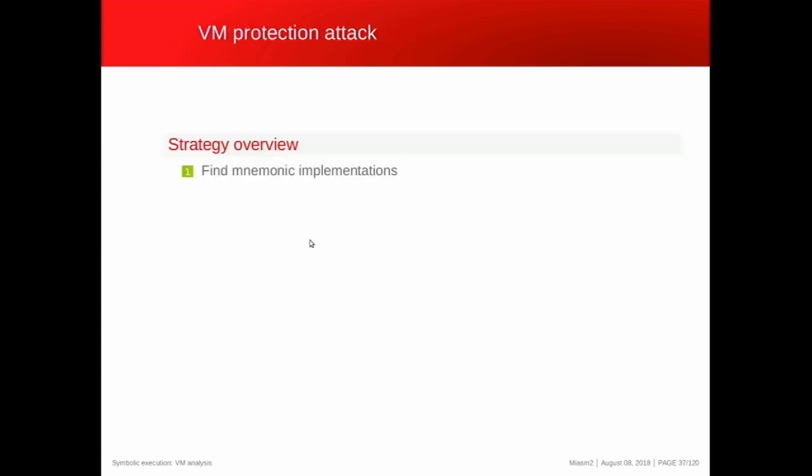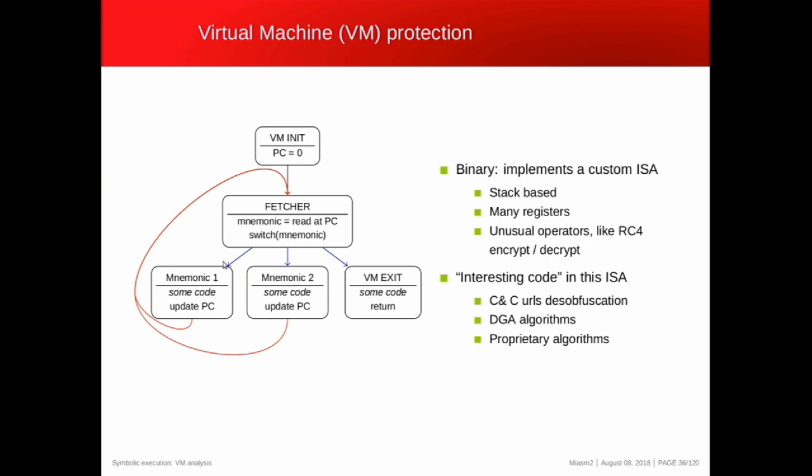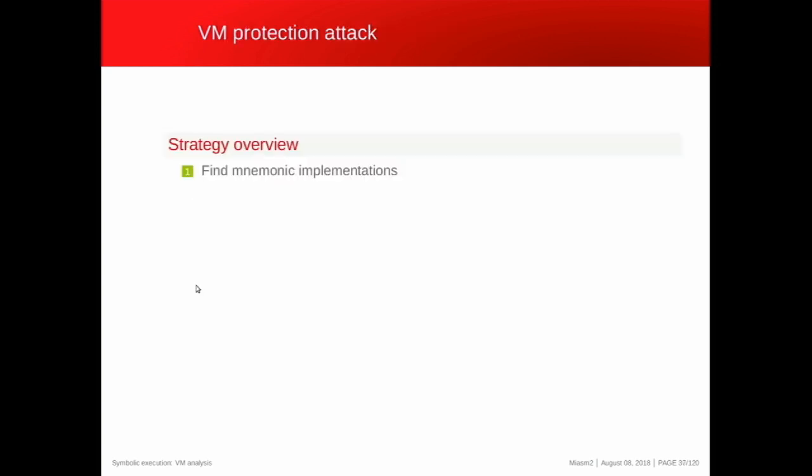Okay. So how do we attack this protection? The first one is to do manual reversing. So we have to find the fetcher here, and we have to find the core mnemonic, and see how the VM is structured and so on.